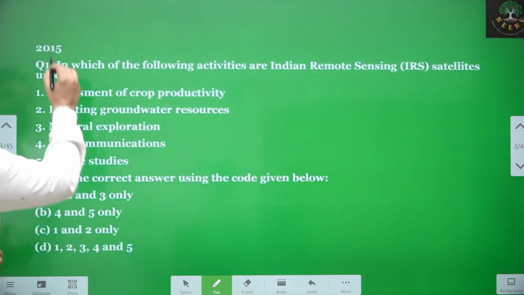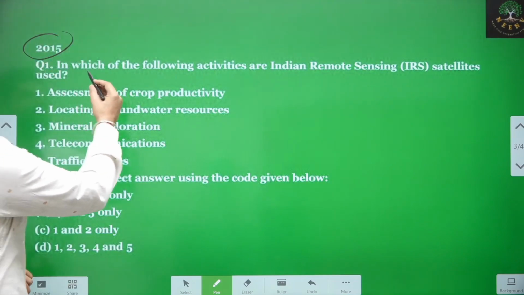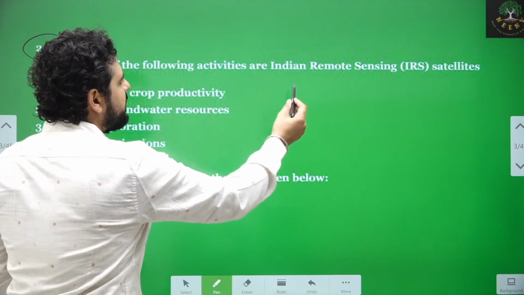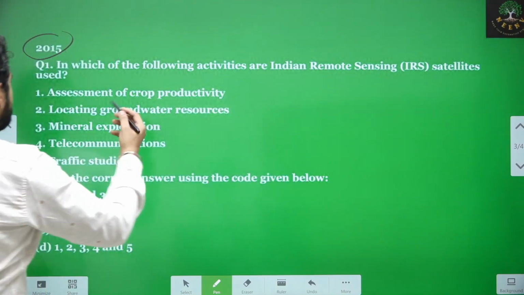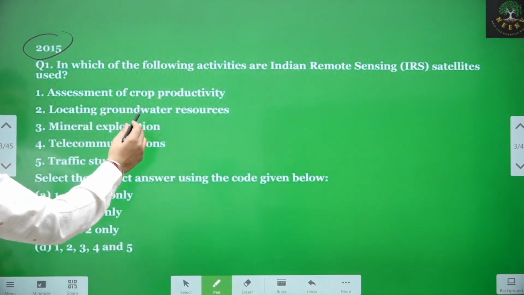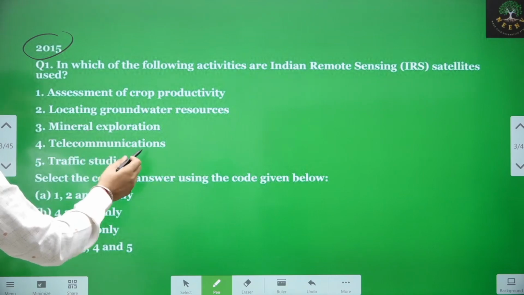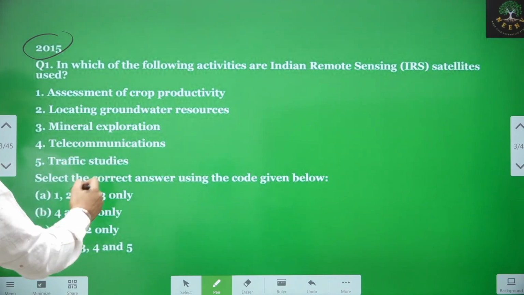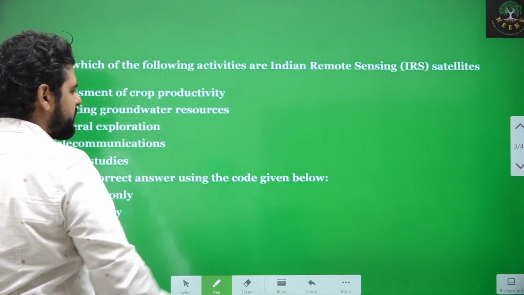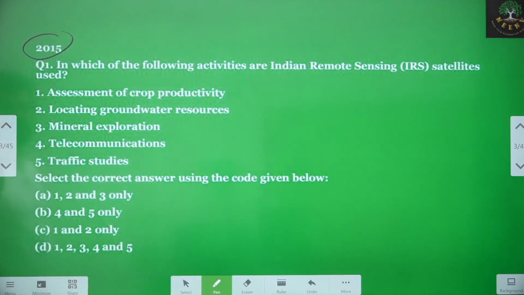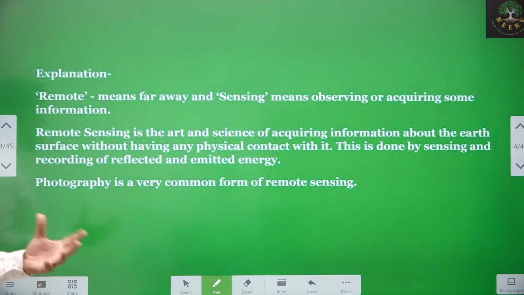So the first question in 2015 was: in which of the following activities are Indian remote sensing satellites used? Assessment of crop productivity, locating groundwater resources, mineral exploration, telecommunications, traffic studies. Select the correct answer using the code given below. So let us first understand the concept behind this.